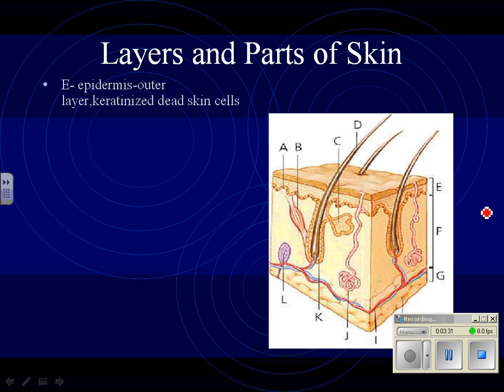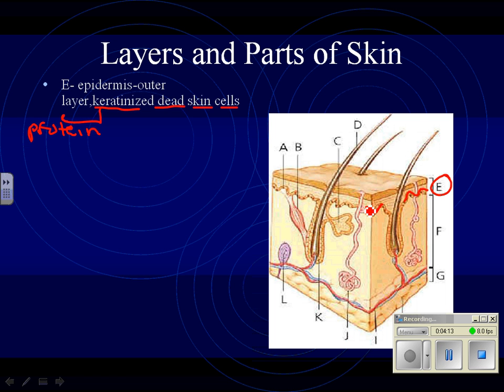We're going to kind of start outside and work in. The outermost layer of skin, labeled letter E on here, is called the epidermis. The epidermis is the part of the skin you can see. It's made of what are called keratinized dead skin cells. Keratin, remember, is a protein. Keratin is a protein that's made by skin specifically. It's also in your hair and nails, as we'll see.